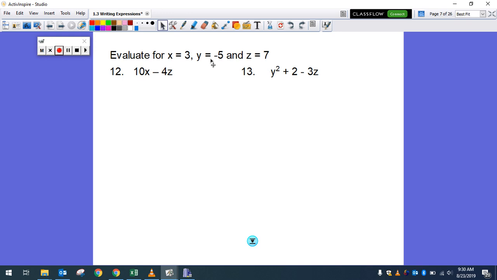Next, if I tell you to evaluate, all that means is take these numbers and plug them in. So I'm going to do 10, and anytime I plug something in, I'm going to put it in parentheses. So I'm going to do a 3 in for the x, minus, and then I'm going to bring my 4 down. You see, I'm just taking everything that's up top, and instead of z, look up top, and I'm going to plug in for z a 7.